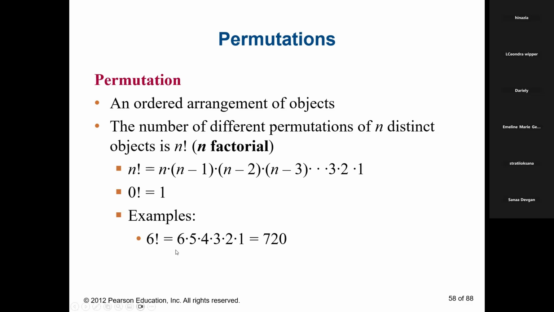Okay. I showed you this example before. 6 factorial is 6 times 5 times 4 times 3 times 2 times 1, that's 720. 4 factorial is 4 times 3 times 2 times 1, that's 24.